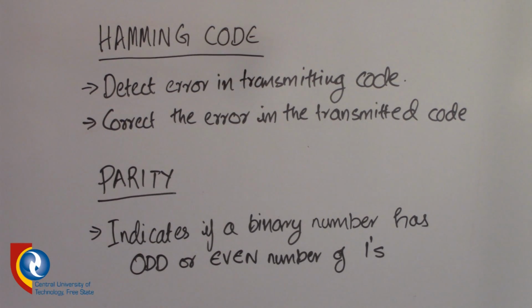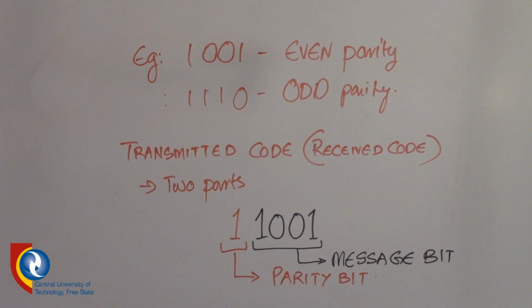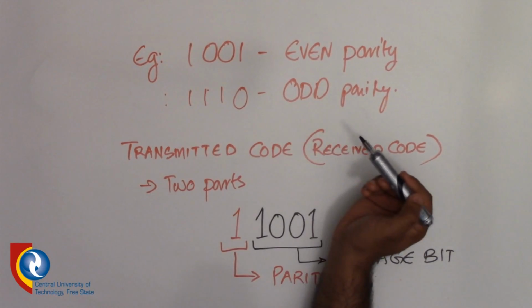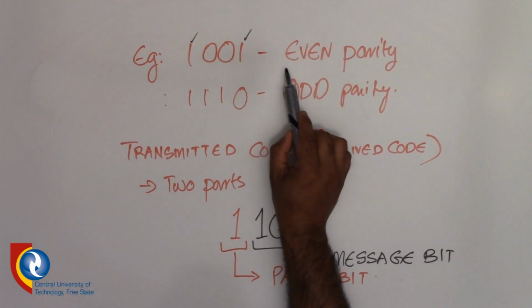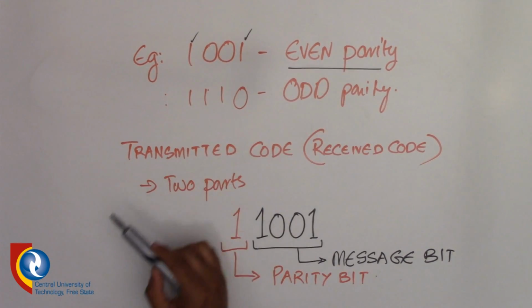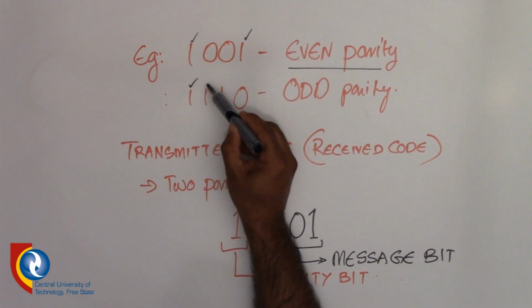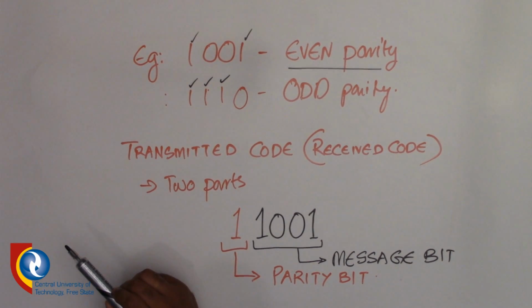Now parity indicates if a binary number has an odd or an even number of ones. As an example of parity, we have two numbers here. The first one is 1001. If we count the number of ones, you will see that there are two ones. Therefore, it exhibits even parity. While in the second example, you will see that there are three ones. Therefore, this exhibits odd parity.